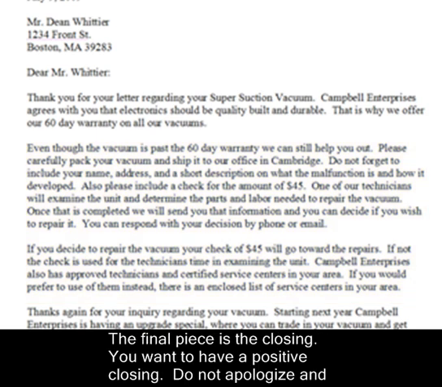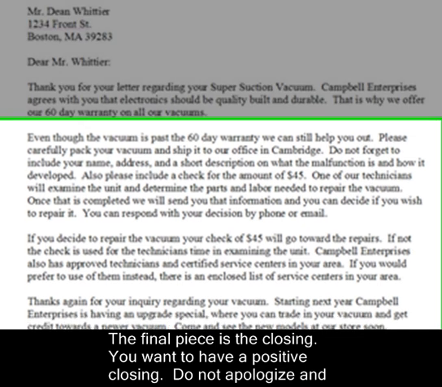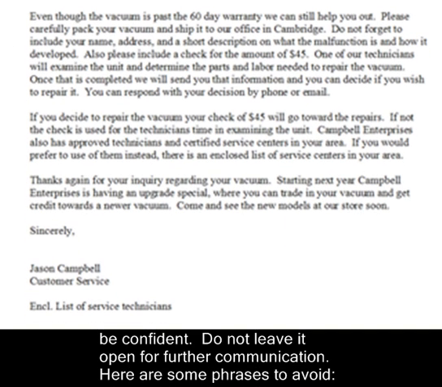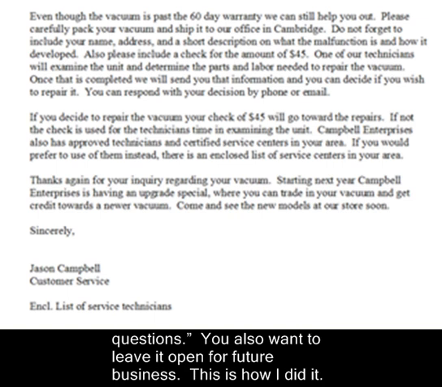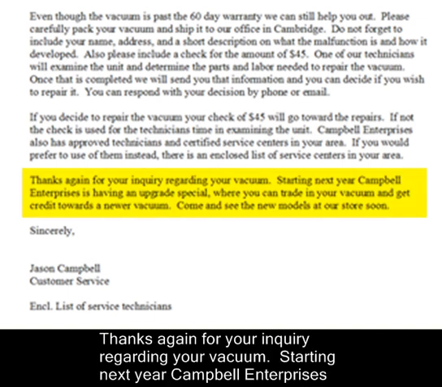The final piece is the closing. You want to have a positive closing. Do not apologize and be confident. Do not leave it open for further communication. Here are some phrases to avoid: "We hope you continue to do business with us," or "Please contact us if you have any more questions." You also want to leave it open for future business. This is how I did it.